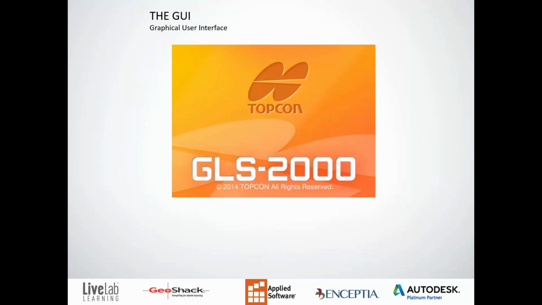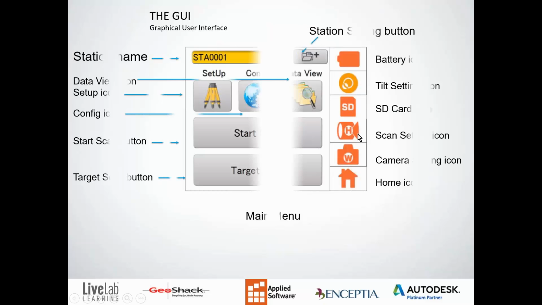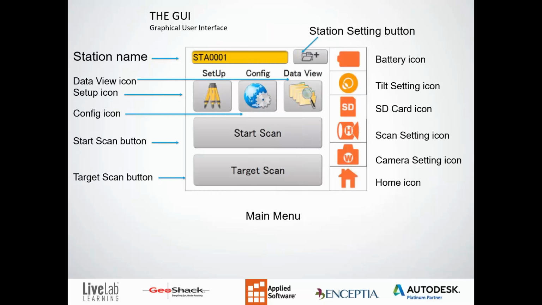So this is the main screen that you normally get when you turn on the GLS 2000, and as soon as it warms up, you are going to see what we call the GUI, or the graphical user interface. At the top in yellow, you can see the station name. That is the setup name of our setup that we are about to do. We have a setup icon, a configure icon, and a data view icon.